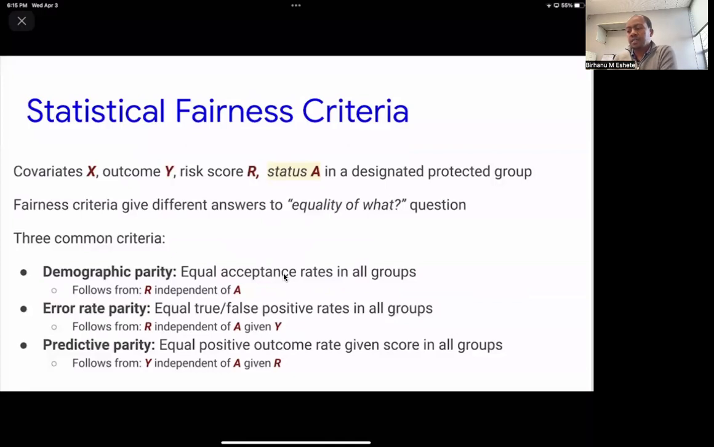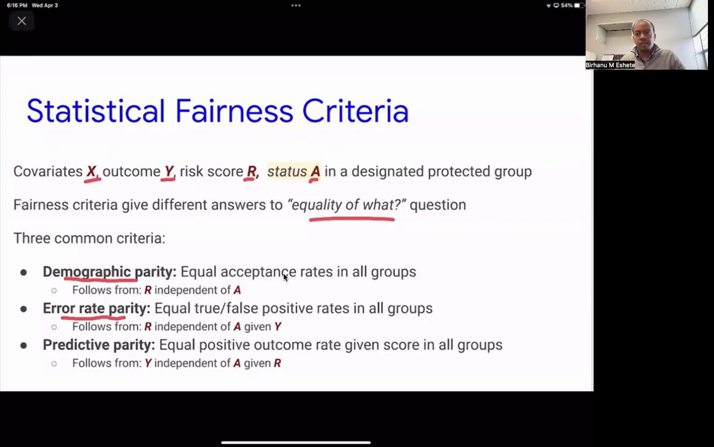Okay, so as a summary, we looked at statistical fairness criteria, the pros and cons of statistical fairness criteria. We started with covariates X, outcome Y, score R, and the status A in some protected group. So the fairness criteria give different answers to what we call the equality of what question. And the three common criteria that we discussed are demographic parity, which means equal acceptance rates in all groups. To say it differently, the score R is independent of the membership status A. Error rate parity is R independent of A given Y, and predictive parity is Y independent of A given R, which is basically calibration, the predictive quality.